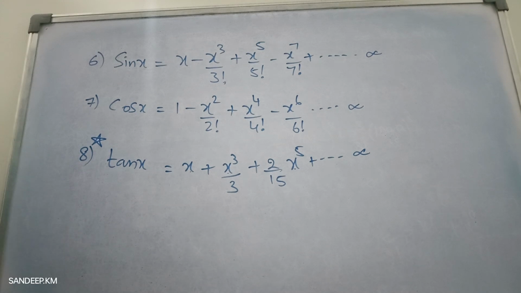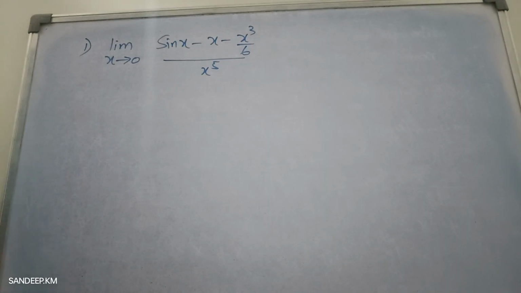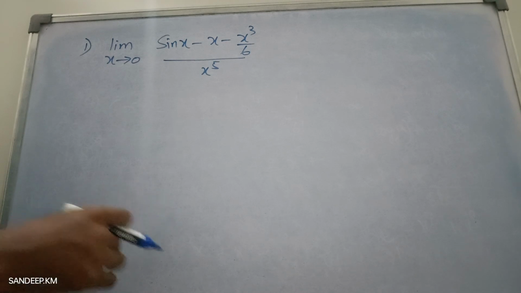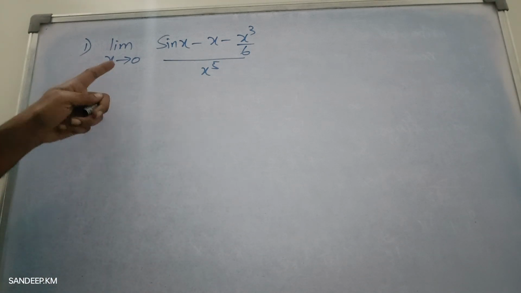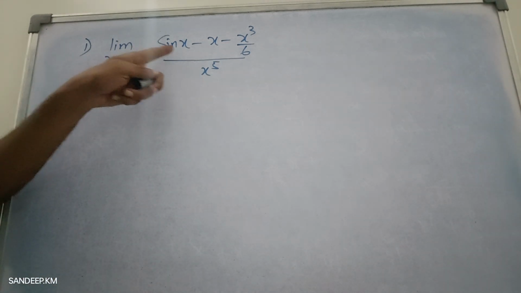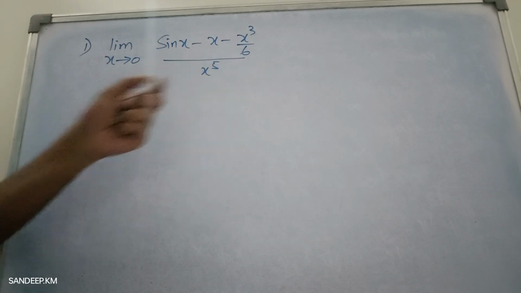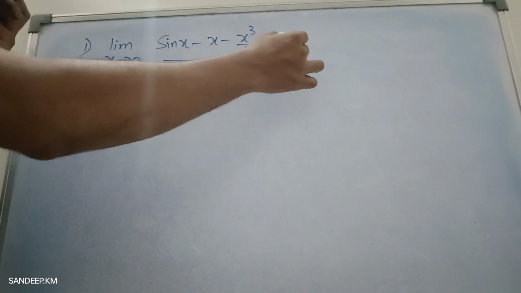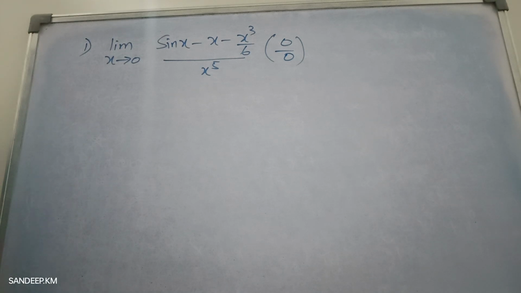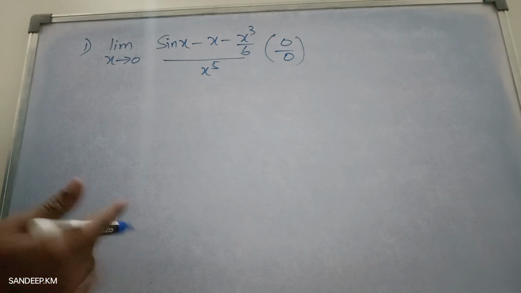We'll start with the first question. Here is a first question, which is a simple question. So before starting it, first of all, go with direct substitution. Substitute x as 0. You'll get sin 0 minus 0 minus 0 cube by 6 divided by 0 power 5. So it is in the form of 0 by 0. Okay, now. So first of all, let us see how to solve this question using expansions.